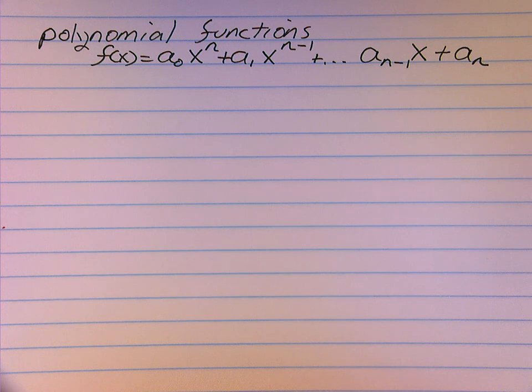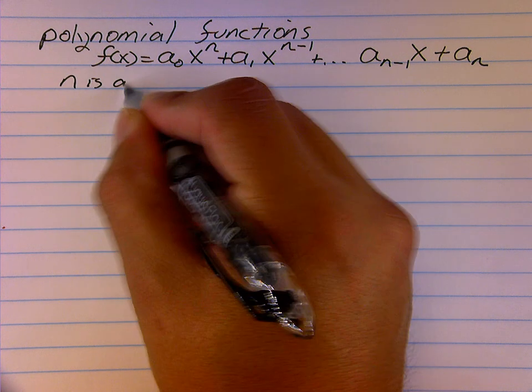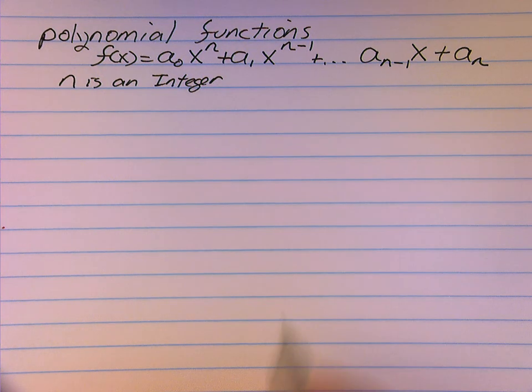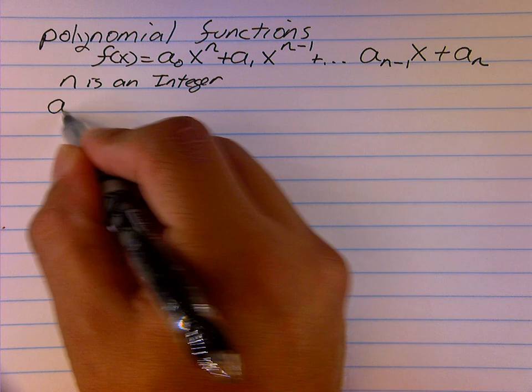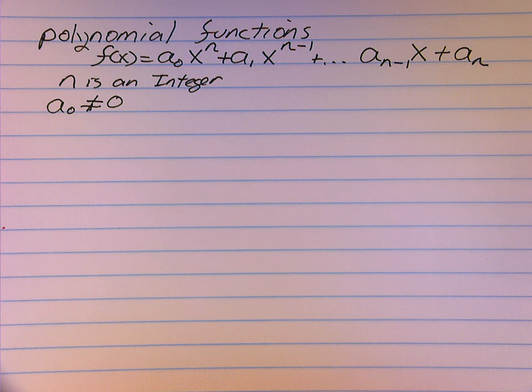Polynomial functions. A polynomial function is any function that can be written in the form you see on the screen right now. Some important aspects about what you see on the screen: N must be an integer. The lead coefficient, which we call A naught, does not equal 0. It's very important that all of the other a's, A1, A2 through AN, can all equal 0, just not the lead coefficient.